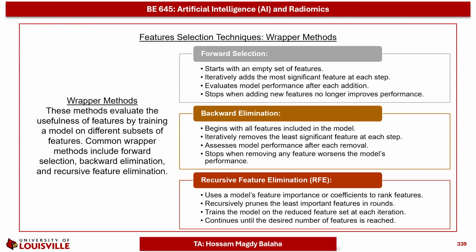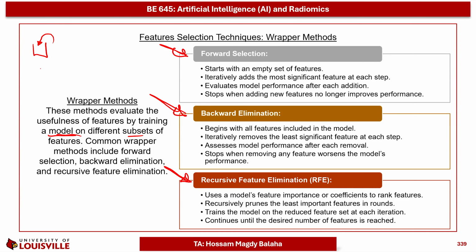Wrapper methods evaluate the usefulness of features by training a model. So here we are dependent on a specific machine learning model on different subsets of features. The common wrapper methods include forward selection, backward elimination, and recursive feature elimination. For forward selection, we are starting with an empty set and iteratively adding the most significant feature at each step. Let's say we got 3 steps, so we are getting the most promising of them, adding it into our feature set, then evaluating the model performance after each addition.